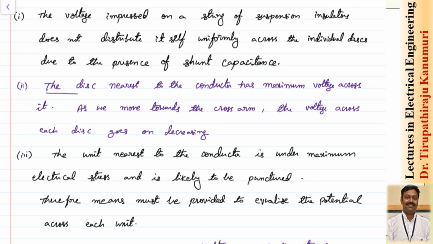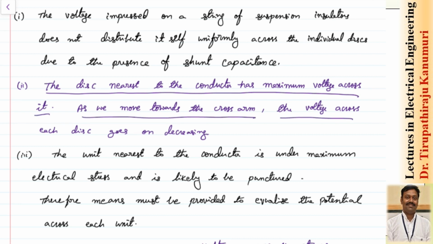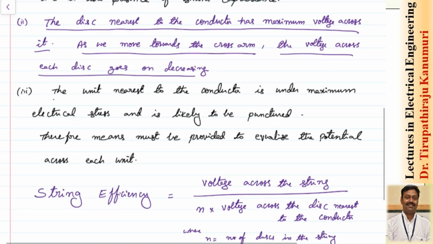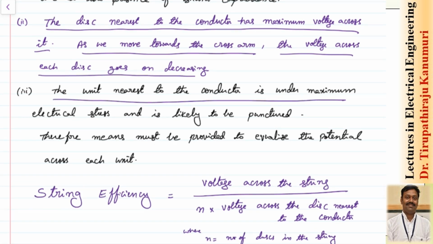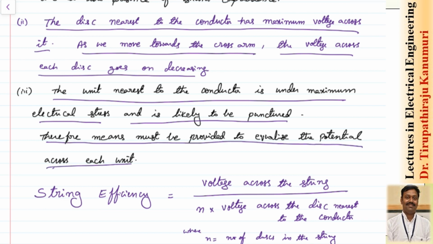Next, the disc near to the conductor has maximum voltage across it. As we move towards the cross arm, the voltage across each disc goes on decreasing, and the unit nearest to the conductor is under maximum electrical stress, because maximum voltage drop is across that one only, and is likely to be punctured. Therefore, means must be provided to equalize the potential across each unit. That means the lower unit which is near to the conductor will be stressed more, it will get punctured if you are using same value of capacitance.